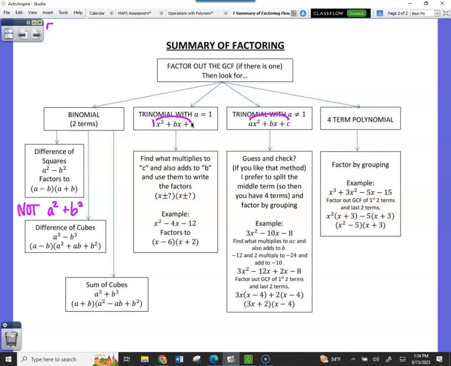A 4-term polynomial would start out as a cubic. You're going to factor it by grouping, which is the complete reverse direction of what I taught you yesterday with the distributive property. We went in one direction yesterday. Well, if you're factoring by grouping, it would go the reverse direction. And I'm going to show it to you in just a second. There are examples underneath these, by the way. So here's your flow chart.